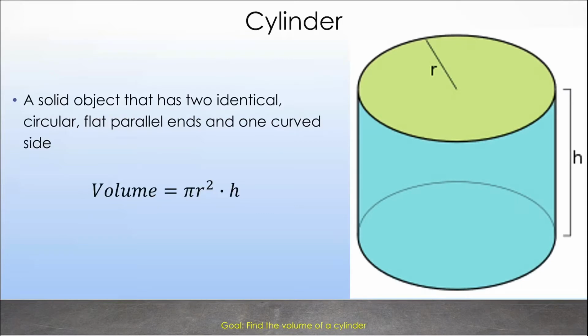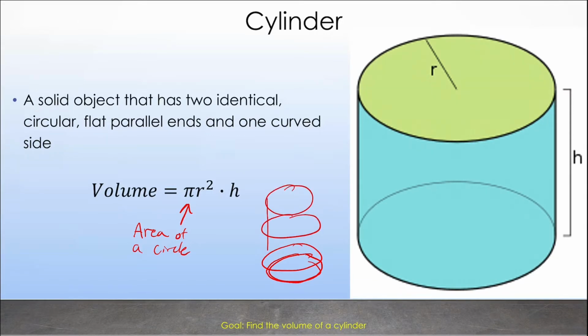Alright, a cylinder is a solid object that has two identical circular flat parallel ends and one curved side. So our volume is pi r squared times h. If we notice here, pi r squared is the formula for the area of a circle. Okay, so we can think of a cylinder as circles being stacked upon each other to create a cylinder. And that's why we multiply by the height. So pi times the radius squared times the height.